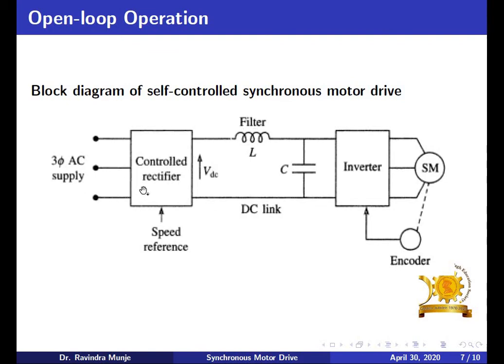Now here the inverter may be current source inverter or voltage source inverter. So depending upon the type of inverter, input DC source may be a controllable current source or controllable voltage source. So depending upon whether it is a current source inverter or voltage source inverter, the input may be controllable current source if it is current source inverter, or controllable voltage source if it is voltage source inverter.